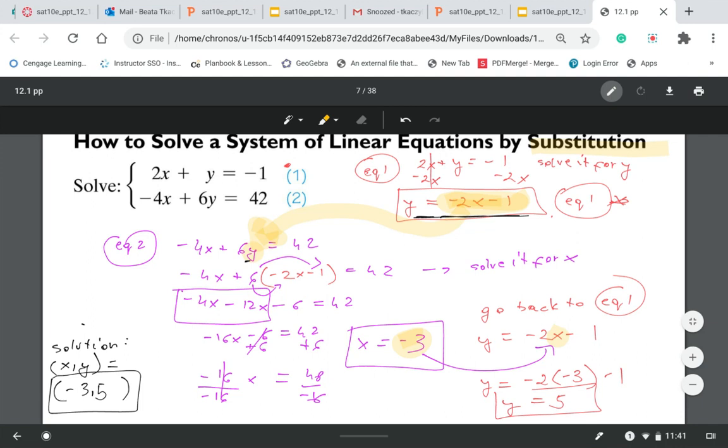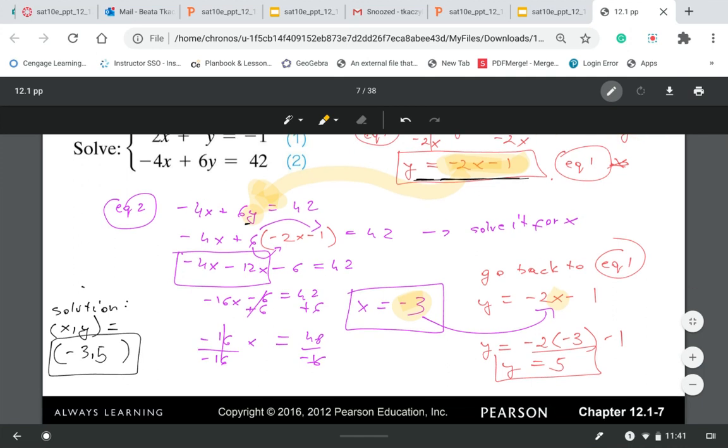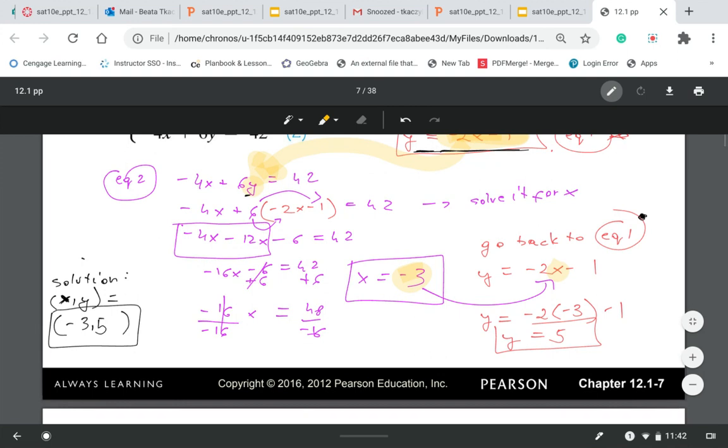When I use that substitution, my equation 2 changed to an equivalent equation where we only had x as a variable. So I was able to solve this equation for x, and I ended up with x equal negative 3, which means we already have the x-coordinate of the point of intersection. Now, to find the y-coordinate, I went back to equation 1, y equal negative 2x minus 1, and substituted x with negative 3. That gave me y equal 5, which represents the y-coordinate of the point of intersection. So we have the point negative 3, 5.